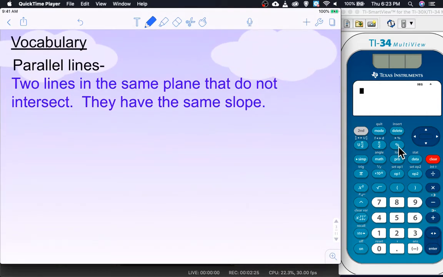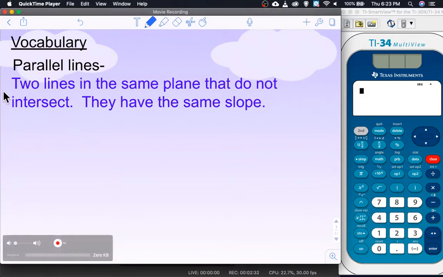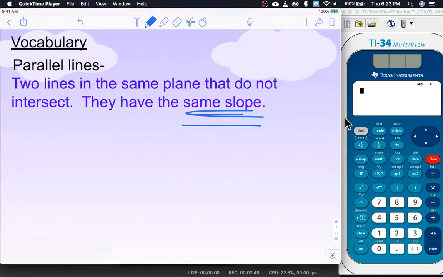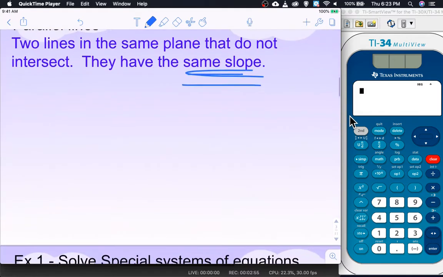Speaking of vocabulary, the only vocab word for this lesson is, again, parallel lines. We've had this word a couple times now. So parallel lines are two lines in the same plane that do not intersect. They have the same slope. That is important. It's two lines with the same slope. Okay? That's how we're going to identify parallel lines. They have the same slope. And they don't intersect.